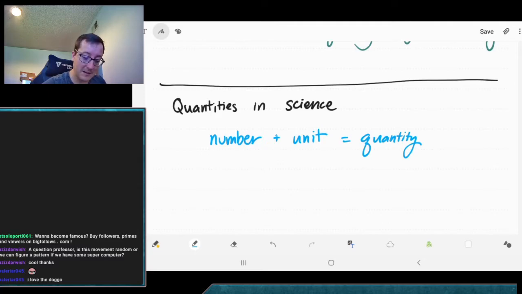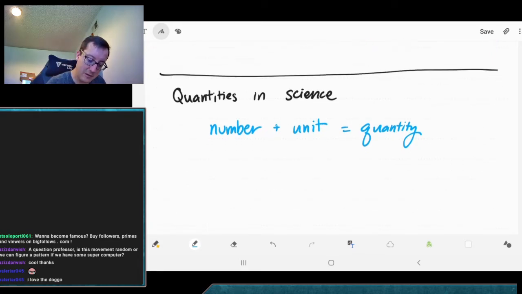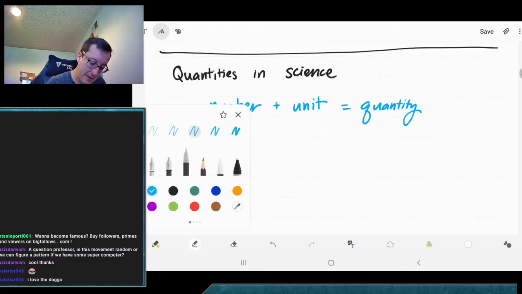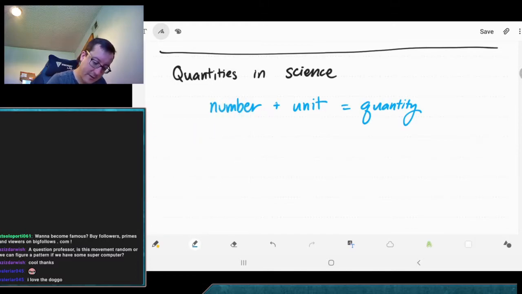And we're going to see later on that we can change units, which is going to end up changing the number. So it's important that we associate the correct number with the correct unit. But that'll be a little bit farther down. We can talk about a few common units.